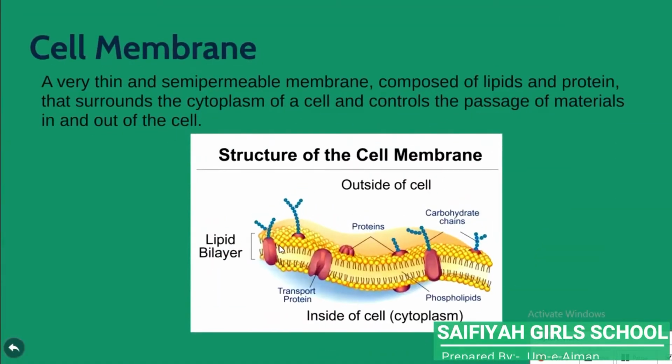Cell membrane. Cell membrane is a thin, double-layered, semi-permeable membrane, as it does not allow all the molecules to cross it. The main component of cell membrane is lipid, so it is also called lipid bilayer membrane. It also contains protein and carbohydrates. Cell membrane surrounds cytoplasm and it also gives shape to the cell.